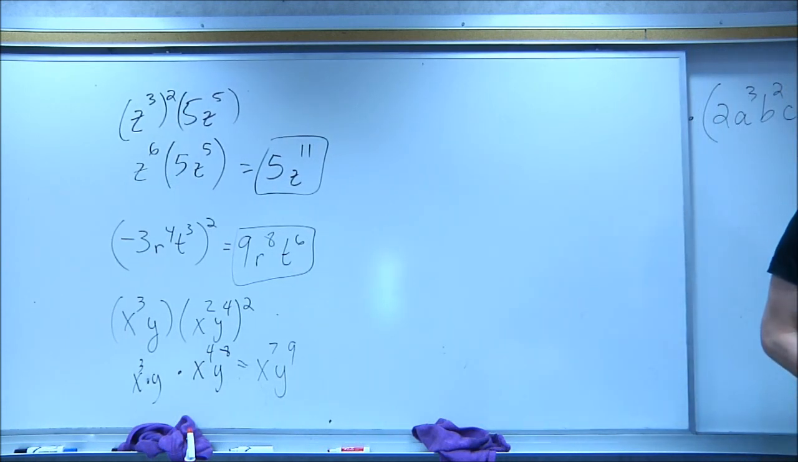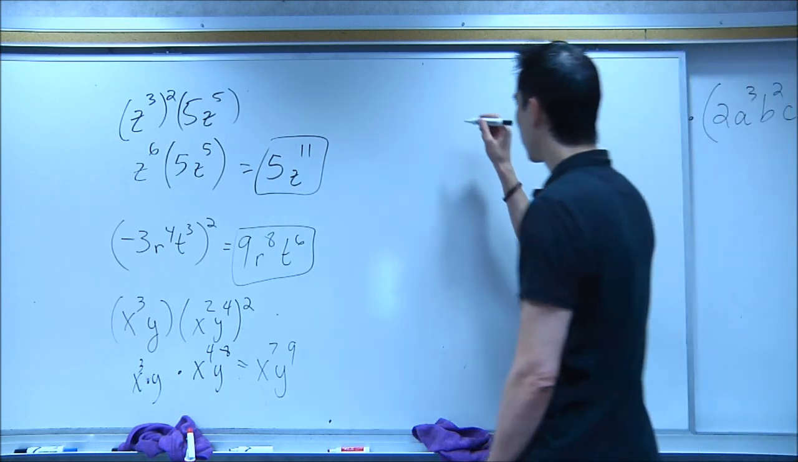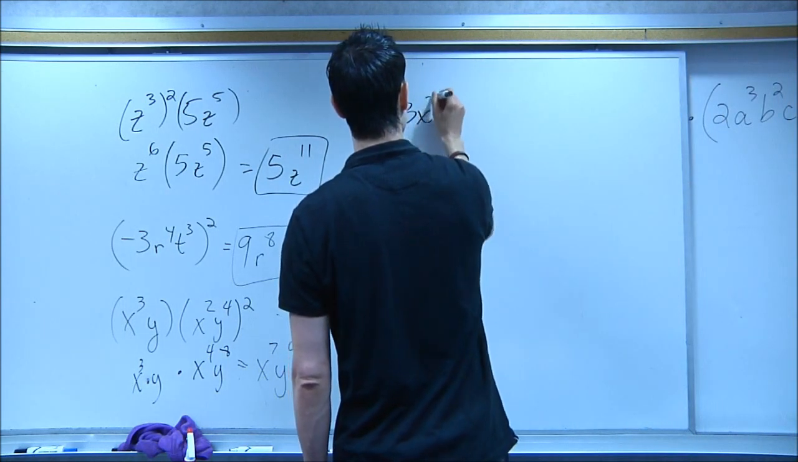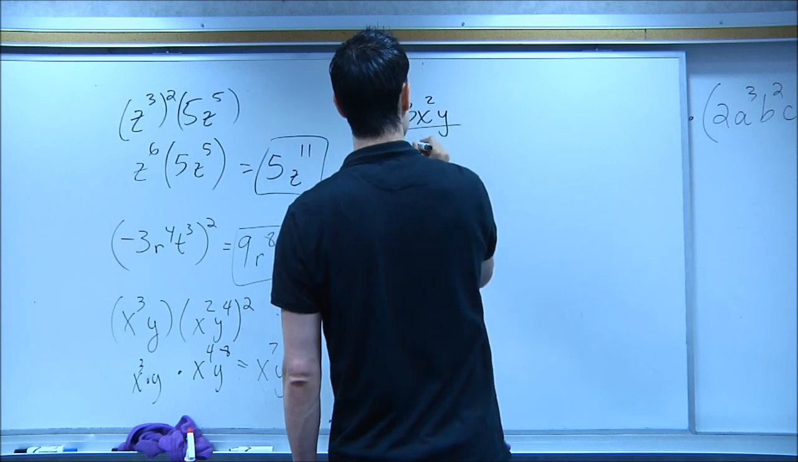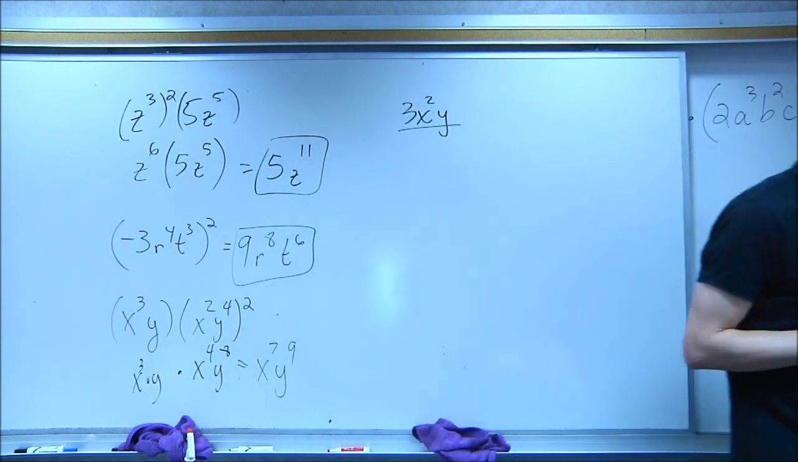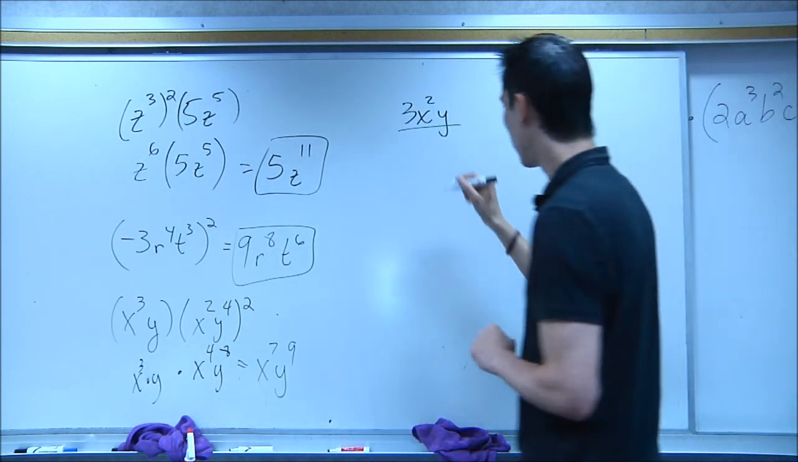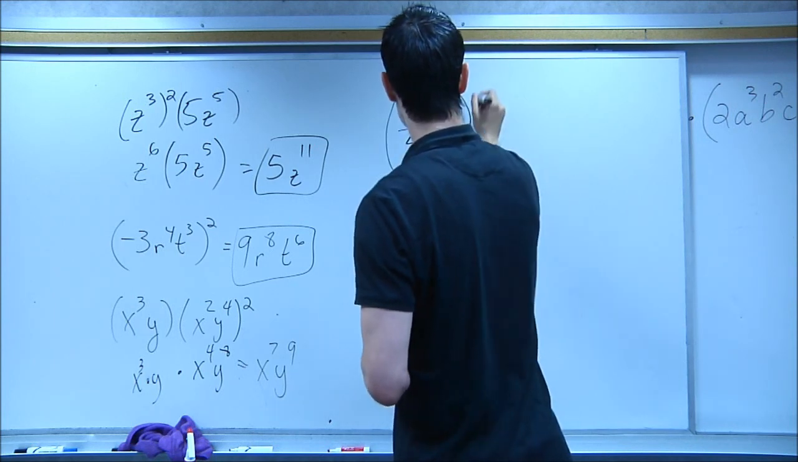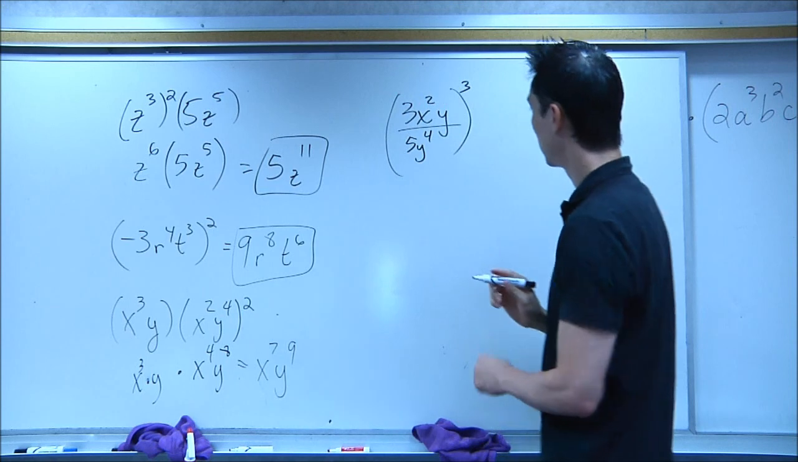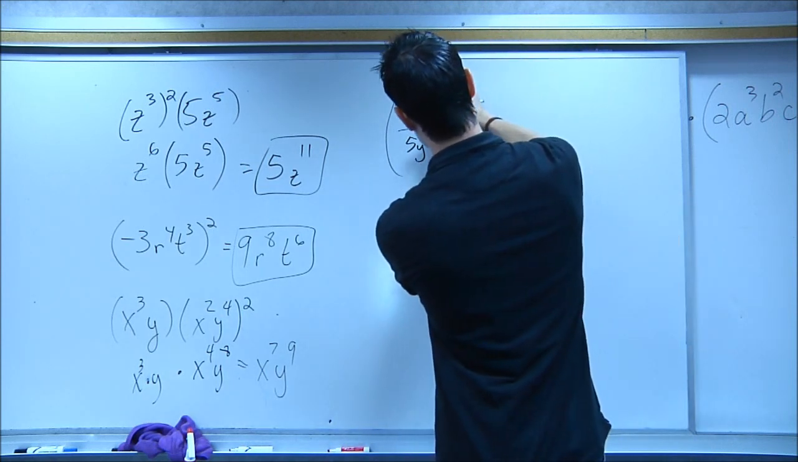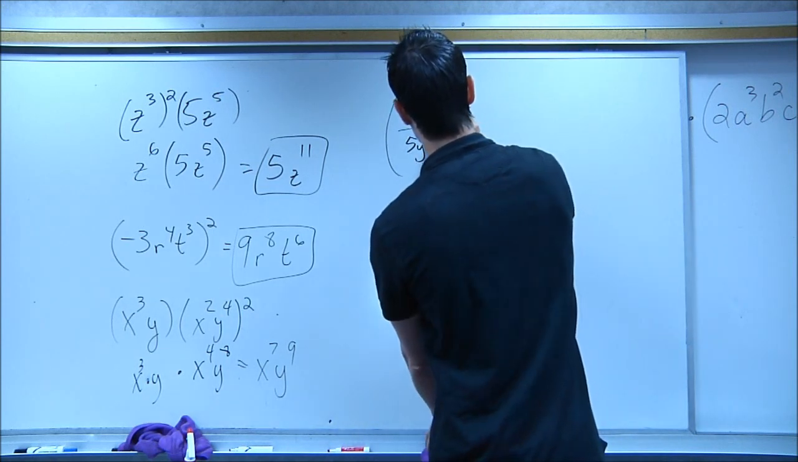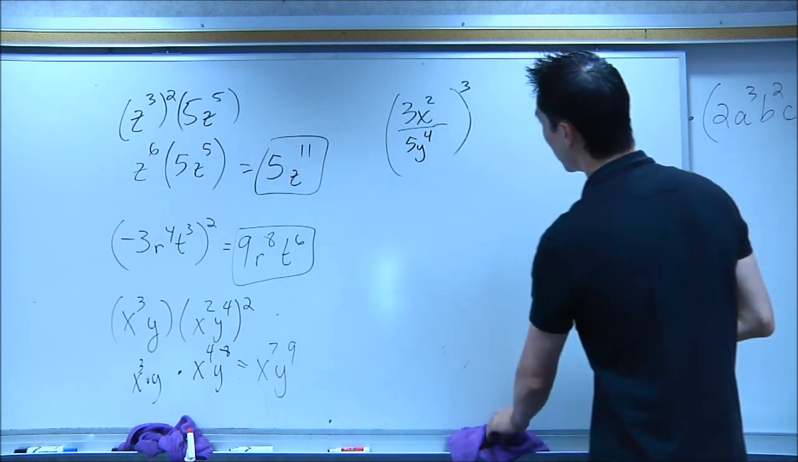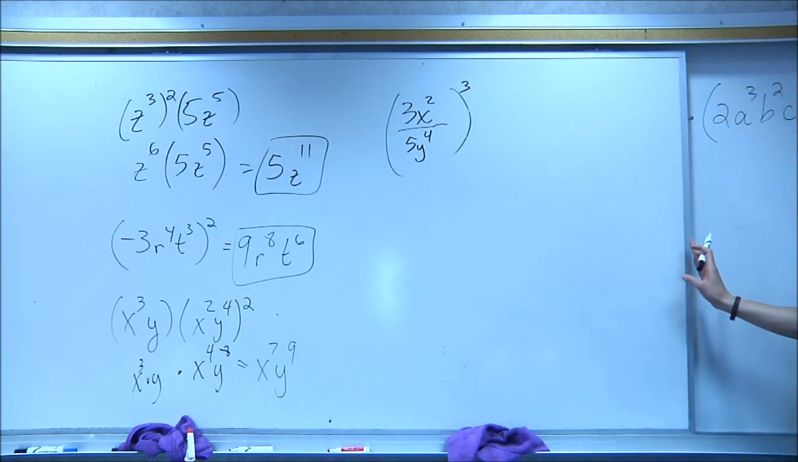Okay? Sometimes they'll throw some fractions at you, so let's take a look at one of those. 3x squared y divided by 5y to the 4th, all raised to the 3rd. Oh, I'm sorry, there's no y in the numerator. It's just 3x squared over 5y to the 4th, all raised to the 3rd.